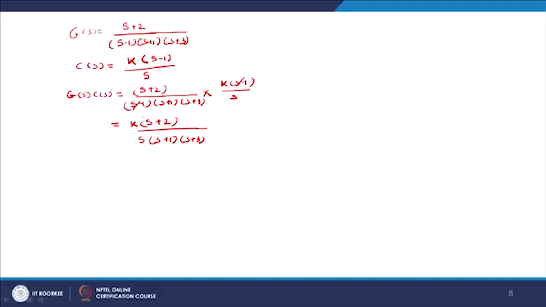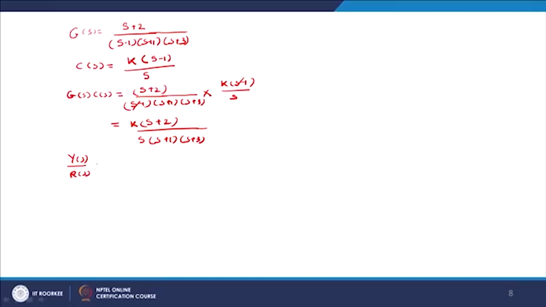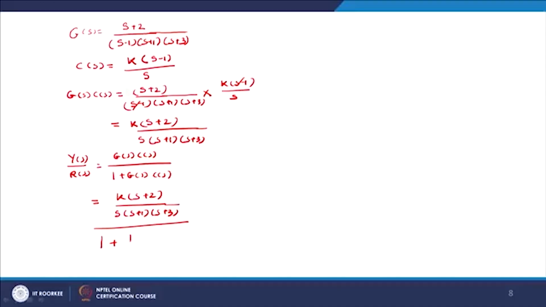Now what we want is a closed loop transfer function. How do you write the closed loop transfer function? So the closed loop transfer function is Y(s) by R(s) equal to G(s) C(s) divided by 1 plus G(s) C(s). Now we write down this transfer function as K (s plus 2) divided by (s plus 1)(s plus 3), divided by 1 plus K (s plus 2) divided by (s plus 1)(s plus 3).